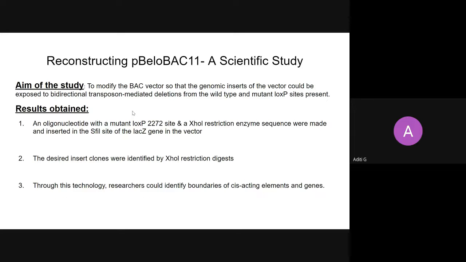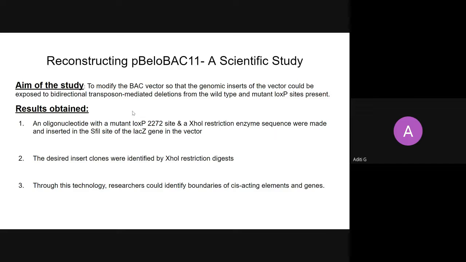Hello, I'm Aditi here. This is a scientific study which was conducted on the pBeloBAC11 vector. The aim of this study was to modify the BAC vector so that genomic inserts present in the vector could be subjected to bidirectional transposon-mediated deletions from the wild type and mutant loxP sites which are present. The results of the study were as follows.